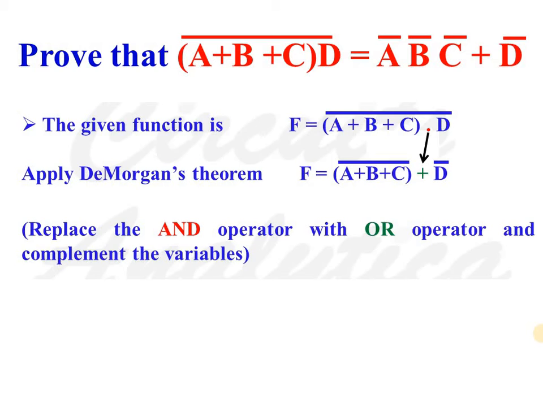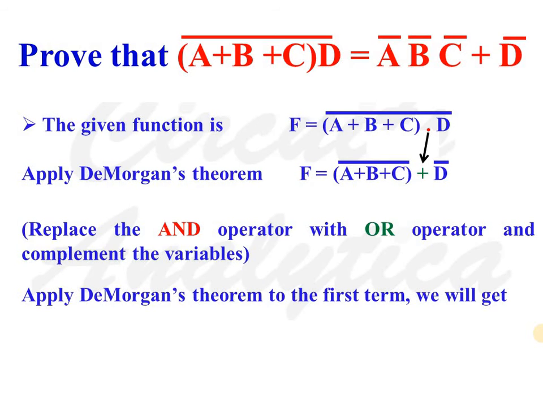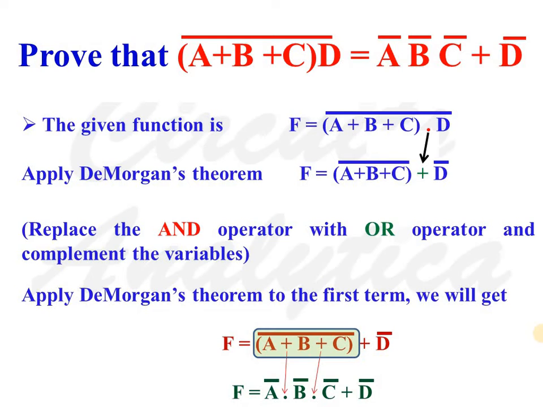Now we can apply De Morgan's theorem for the second time. Applying De Morgan's theorem to the first term, (a or b or c) the whole bar, we will get a bar and b bar and c bar. Therefore the given function f becomes f is equal to a bar and b bar and c bar or d bar.